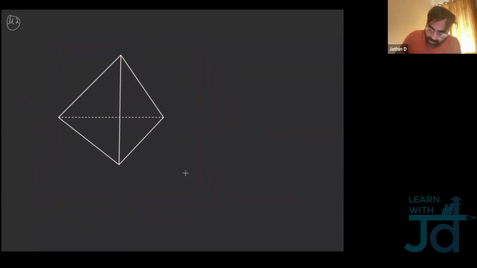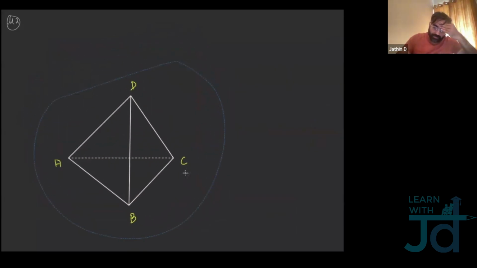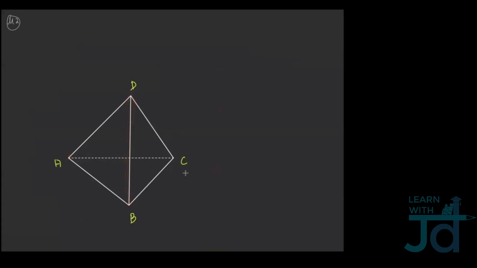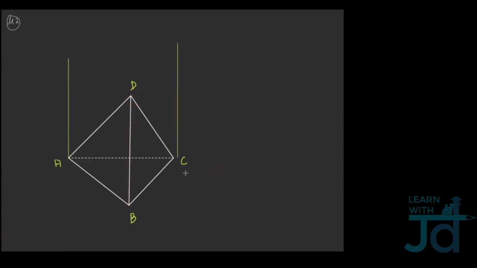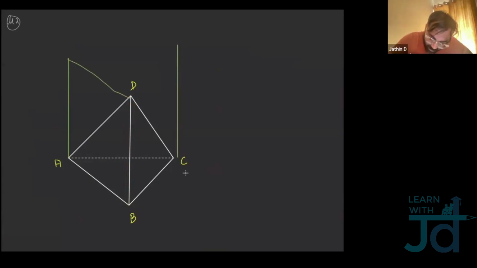Okay, so what I'm trying to do, this is D, this is A, and B, this is C. So what I'm doing is drawing a line parallel to BD, with the same length. Same here also. Then I'm joining these.